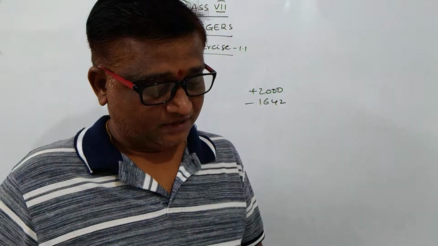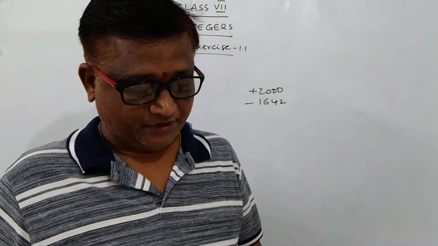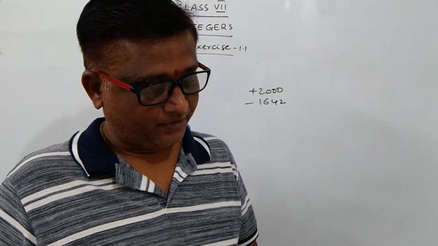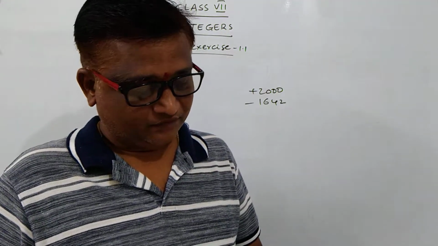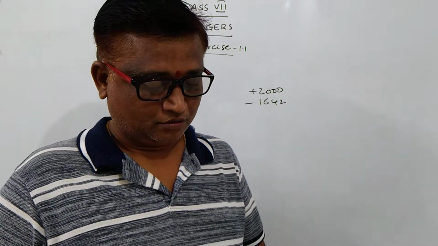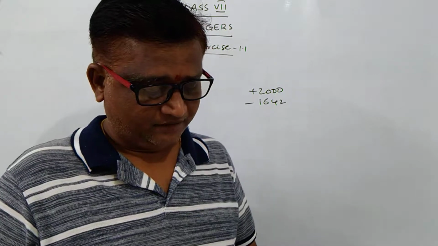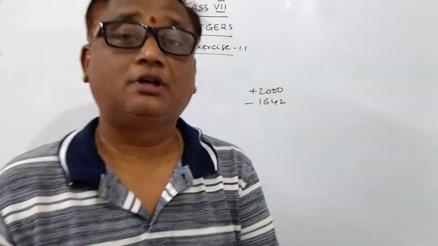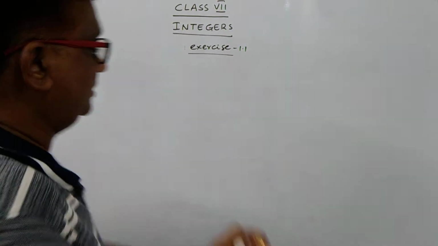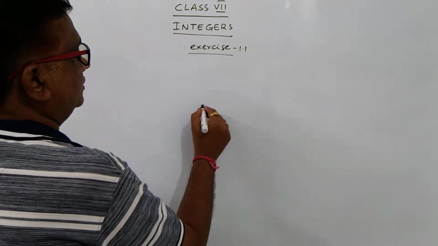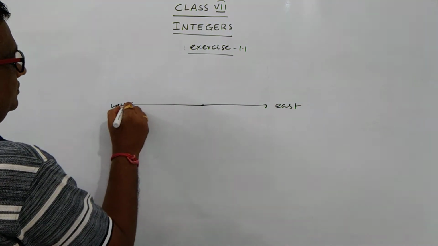Exercise 1.1. Next one is, Rita goes 20 kilometers towards east from point A to point B. From B she moves 30 kilometers towards west, same road. If the distance towards east is represented by positive, how will you represent the distance traveled towards west? Negative. By which integer will you represent the final position from A? This is the question. So Rita travels, this is the starting point, this is east and this one is west.